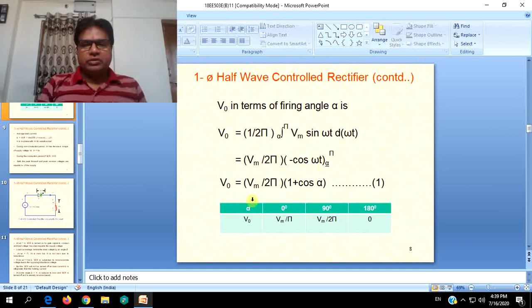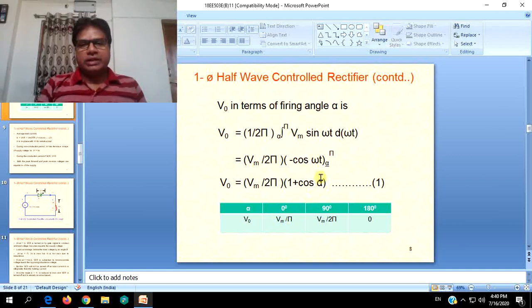V0 with varying values of alpha. At alpha equal to 0 degrees, cos 0 is 1. So 1 plus 1 is 2, and the 2s get cancelled. Its value becomes Vm by pi. This is the maximum possible average value. So during the positive half cycle, it will be there. During the negative half cycle, it will be 0. So the average value becomes Vm by pi.